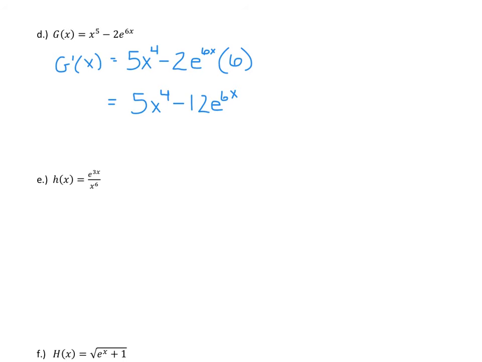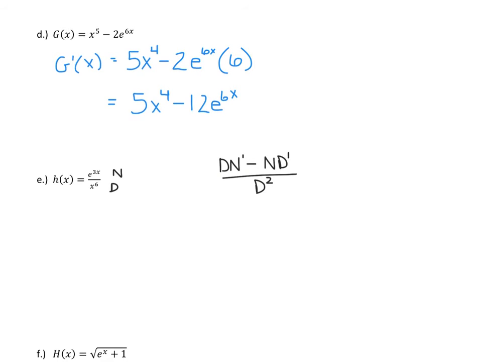Okay, the next example in part E, we have h of x equal to e to the 3x divided by x to the 6th. So here we will have to use the quotient rule. Notice we have a numerator and a denominator. So just recall what the quotient rule looks like.